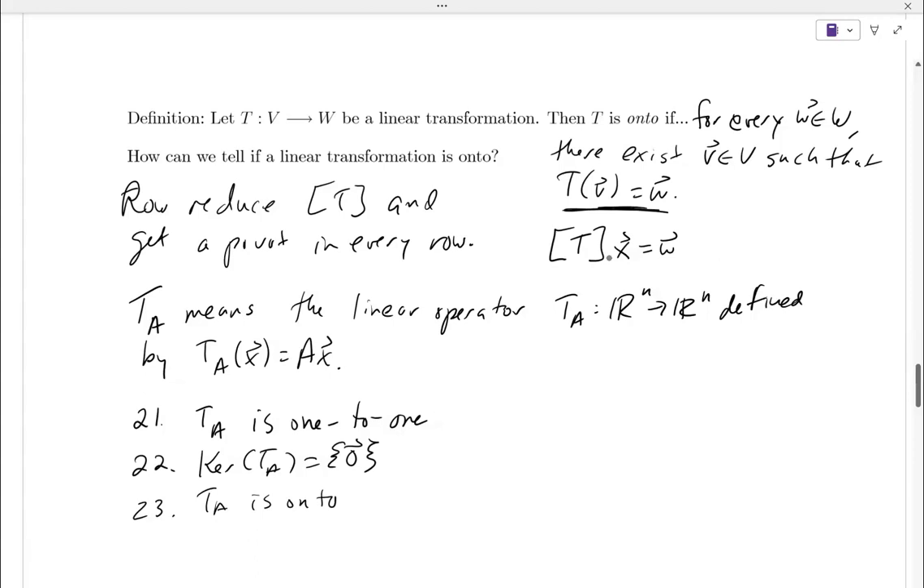Another equivalent condition is that the transformation defined by A is onto. Because again, how do we check if something's onto? We row reduce it and look for a pivot in every row. But again, if the matrix is square, a pivot in every row means it had to be the identity matrix, right? And then in the language of range, this would tell us that the range of T sub A is all of Rn. The range is everything. That's what it means to be onto.